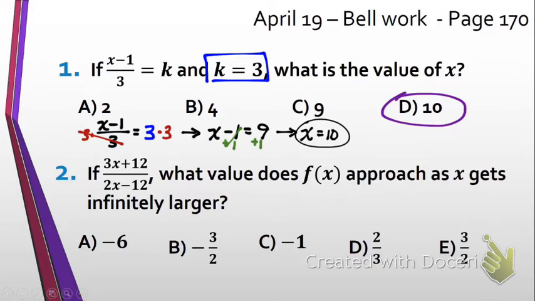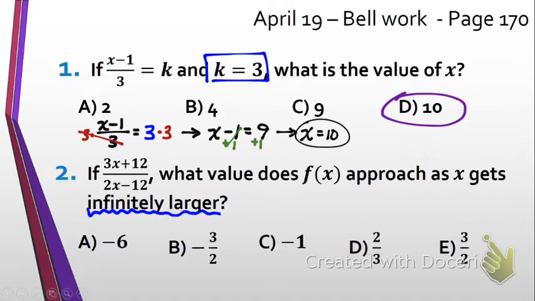Absolutely. Number 2. I mentioned that you would probably want to try some guess and check here because it says as x gets infinitely larger. What does that mean? What does it mean for something to get infinitely larger? Close. Very close. It's not necessarily that it has a lot of solutions, but infinite indicates what? Yep. So when does it stop? Never. So it never stops getting larger. It never stops getting bigger.